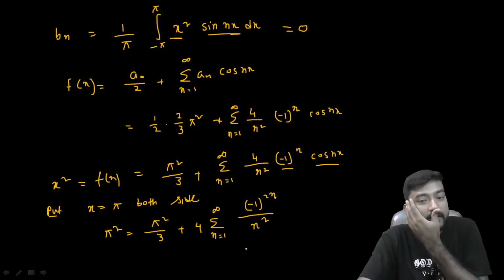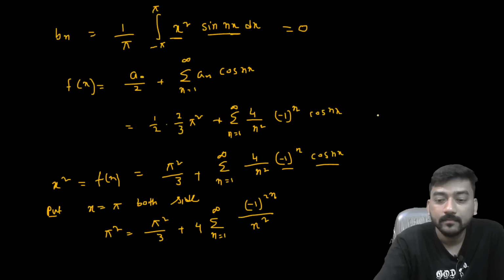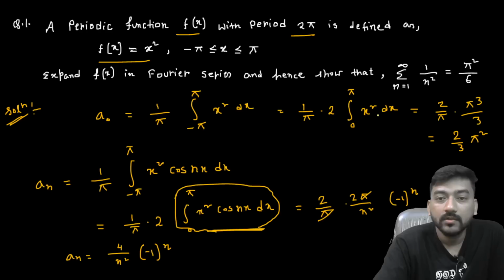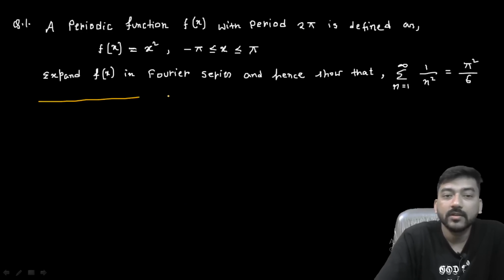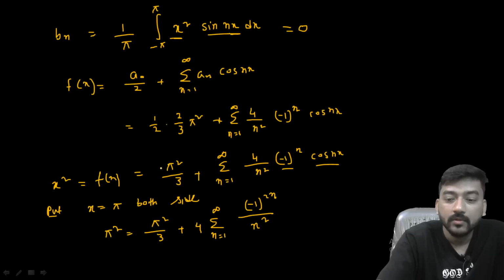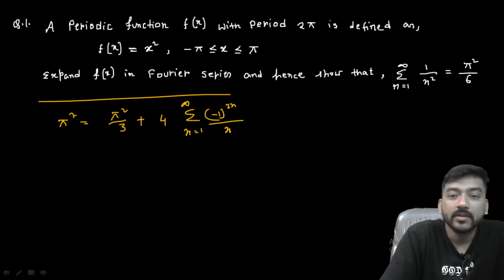Now let me put it on this side. So we have pi square is equal to pi square by 3 plus 4 summation n equal to 1 to infinity, minus 1 whole to the power 2n divided by n square.